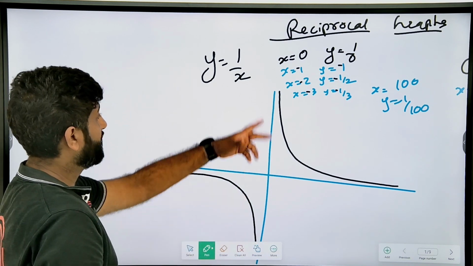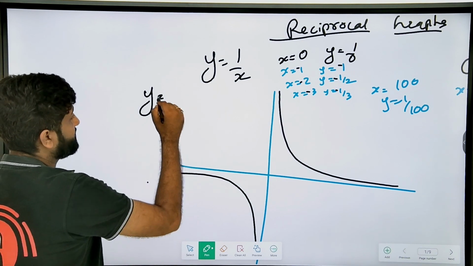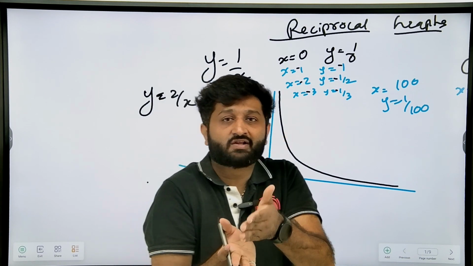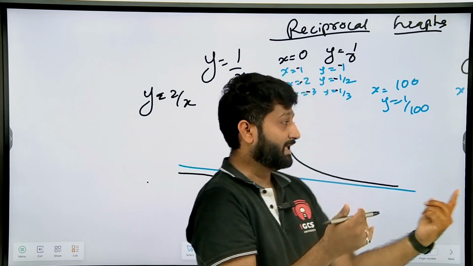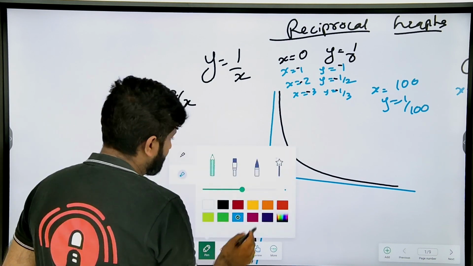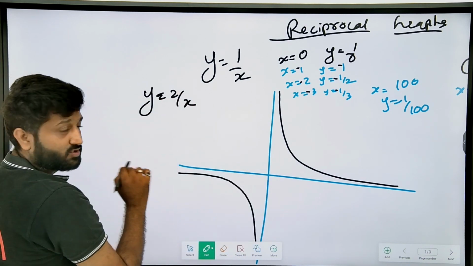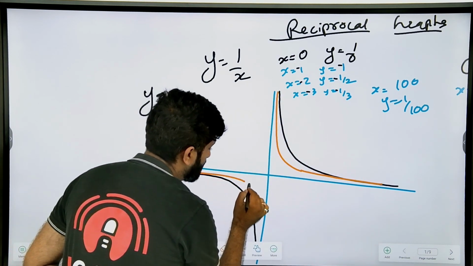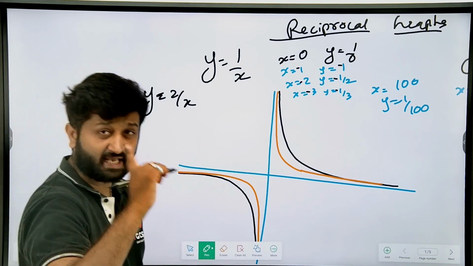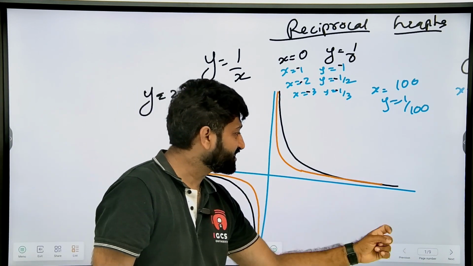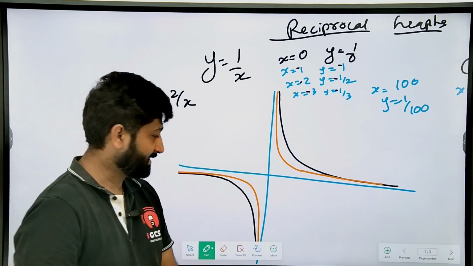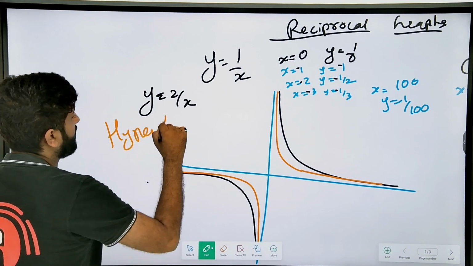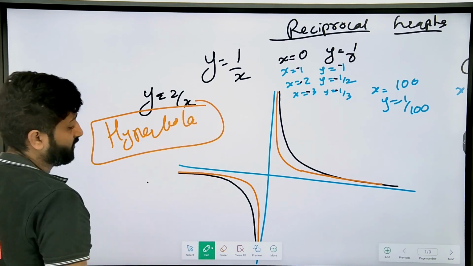Again, what if someone tells me to draw y equals 2 by x? Now what will happen? Now with the increase in value of x, the y would reduce rapidly. So if someone tells me to plot y equals 2 by x, this would be an even steeper curve than the previous one. But again, this graph would not touch the x-axis and the y-axis, right? This is my reciprocal graph. Guys, this is also known as hyperbola. This shape is also known as hyperbola.